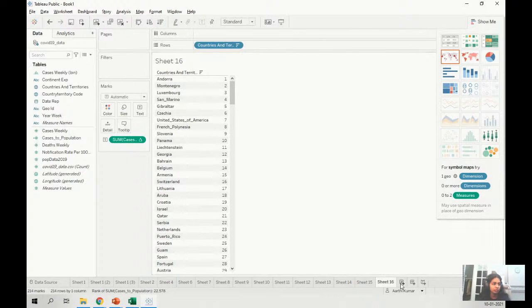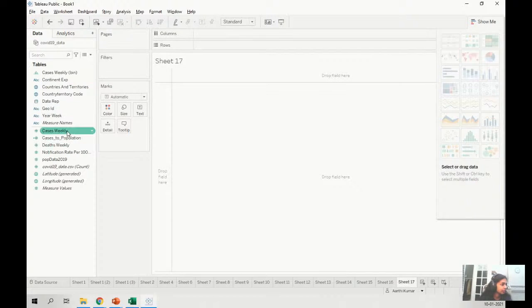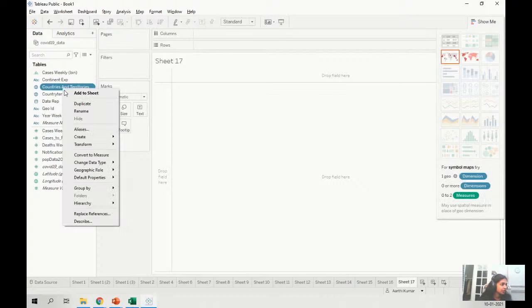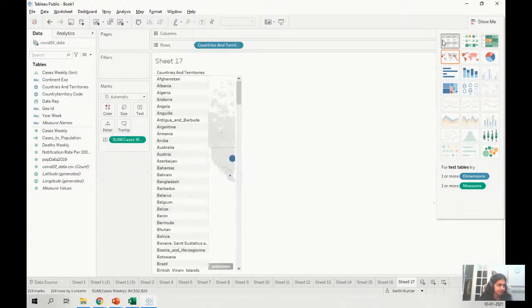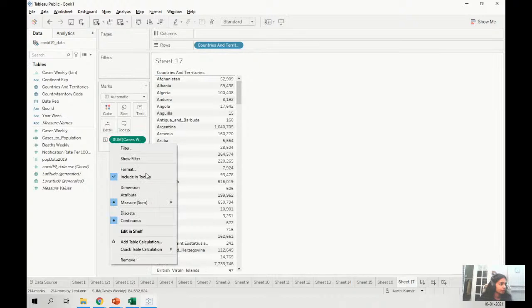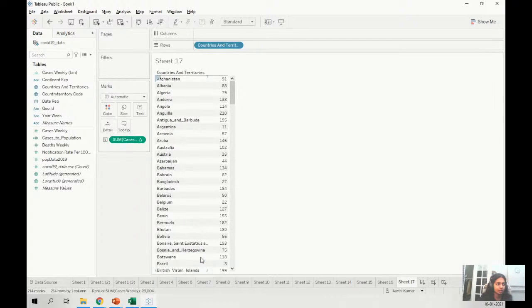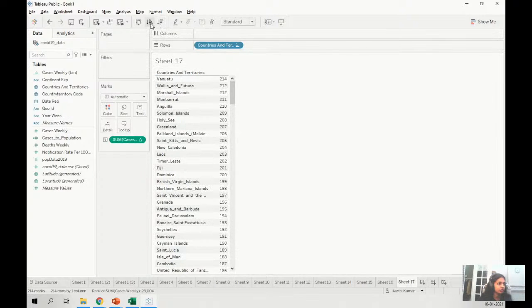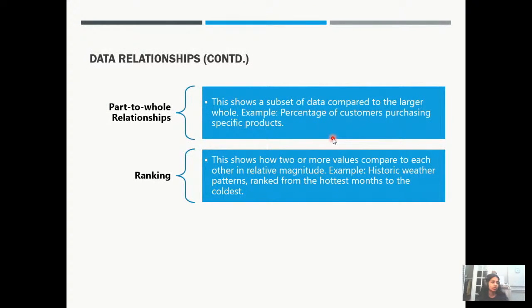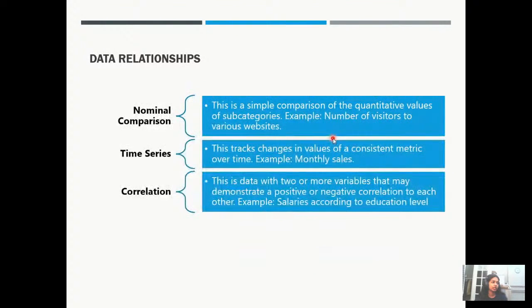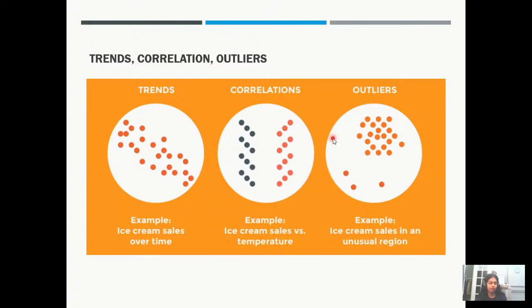and 3. So in the same way, if you want to rank the number of cases, let me add countries and then cases. I'm going to show it as a table. And then over here, I'm going to use quick table calculation and use rank, right? So Afghanistan is in 91 rank or 88 rank. And when I sort it ascending, United States, India, Brazil, Russia are in your first positions in the number of cases, right? So that is ranking. So these are all the things that you can find in your data, like trends, correlation and outliers.